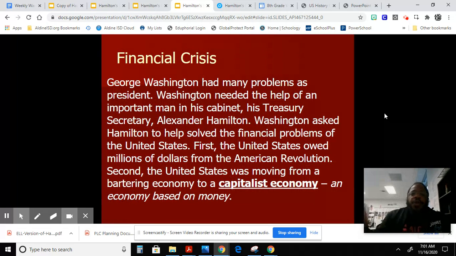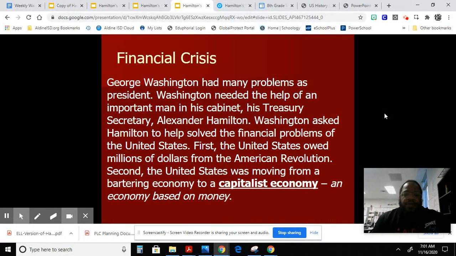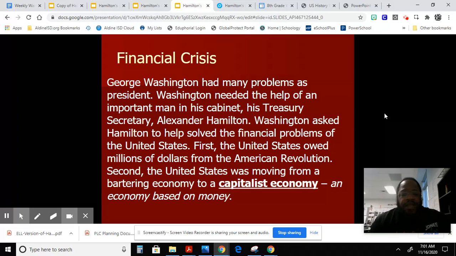Okay, so we find our country at this point in a financial crisis. George Washington had many problems as president. Washington needed the help of an important man in his cabinet, his Treasury Secretary, Alexander Hamilton. Washington asked Hamilton to help solve the financial problems of the United States. First, the United States owed millions of dollars from the American Revolution. Second, the United States was moving from a bartering economy to a capitalist economy.